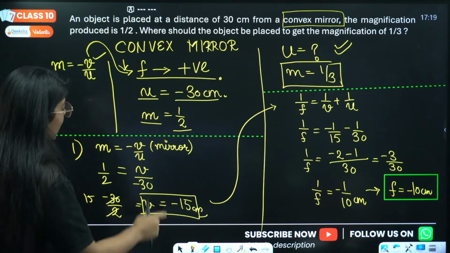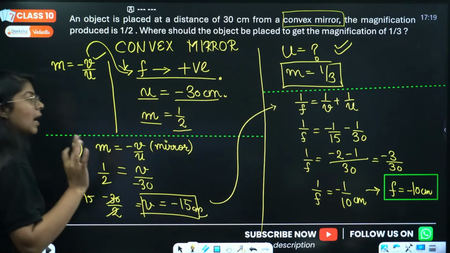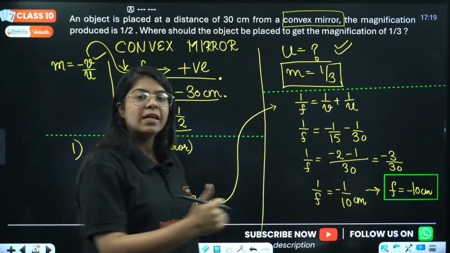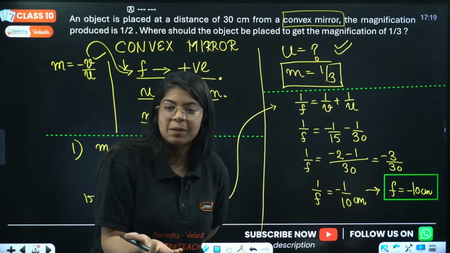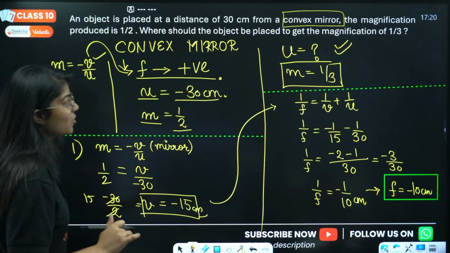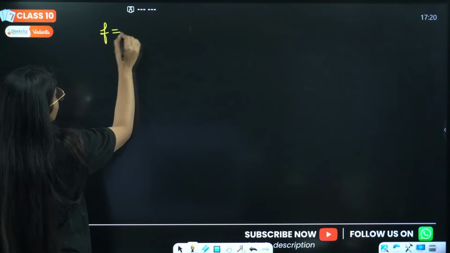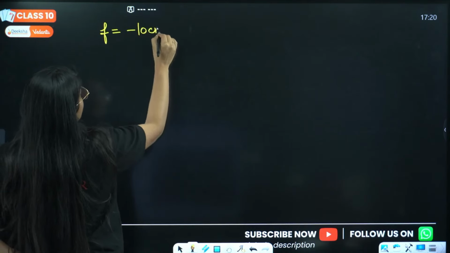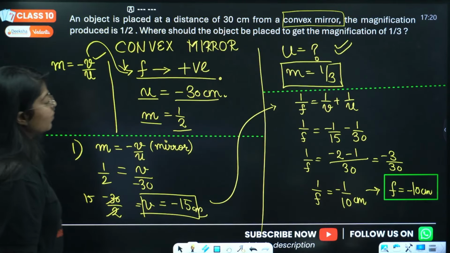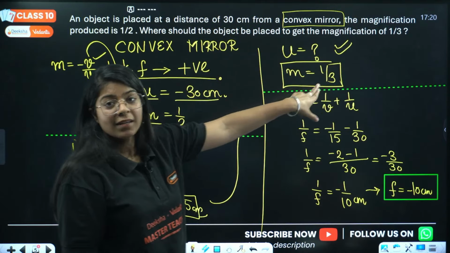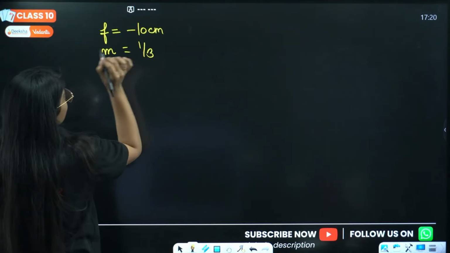Okay, let's see. So from here we have v, we have f. Now see, even if I move the object here and there, the focal length of the mirror will remain the same, right? That will not change. Correct? So the focal length of the mirror is the same, that is minus 10 centimeter, and magnification comes out to be 1/3, right? So magnification is 1/3.